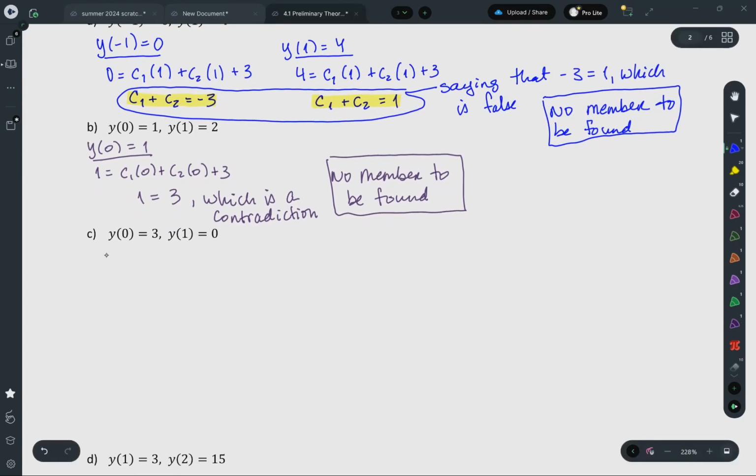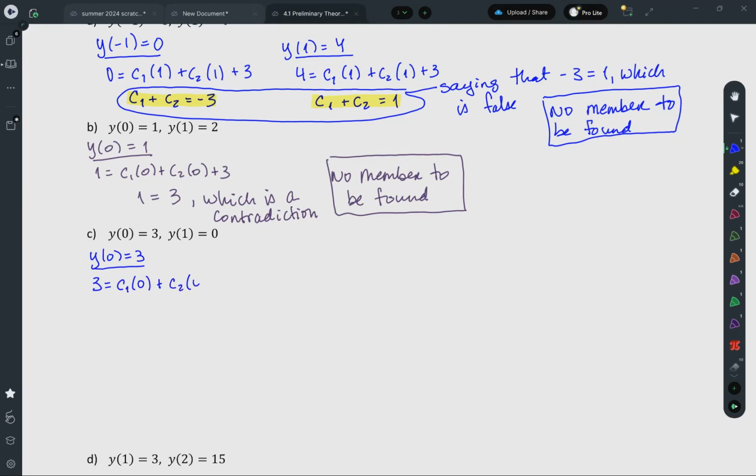In C, y of 0 is 3 and y of 1 is 0. So the y of 0 is equal to 3. This tells me 3 is equal to C1 times 0 plus C2 times 0 plus 3. Well, I get 3 is 3, which is a true statement. So I have no contradiction. But I also didn't get any information. I don't know anything about C1 or C2 yet. I just know that this could happen.